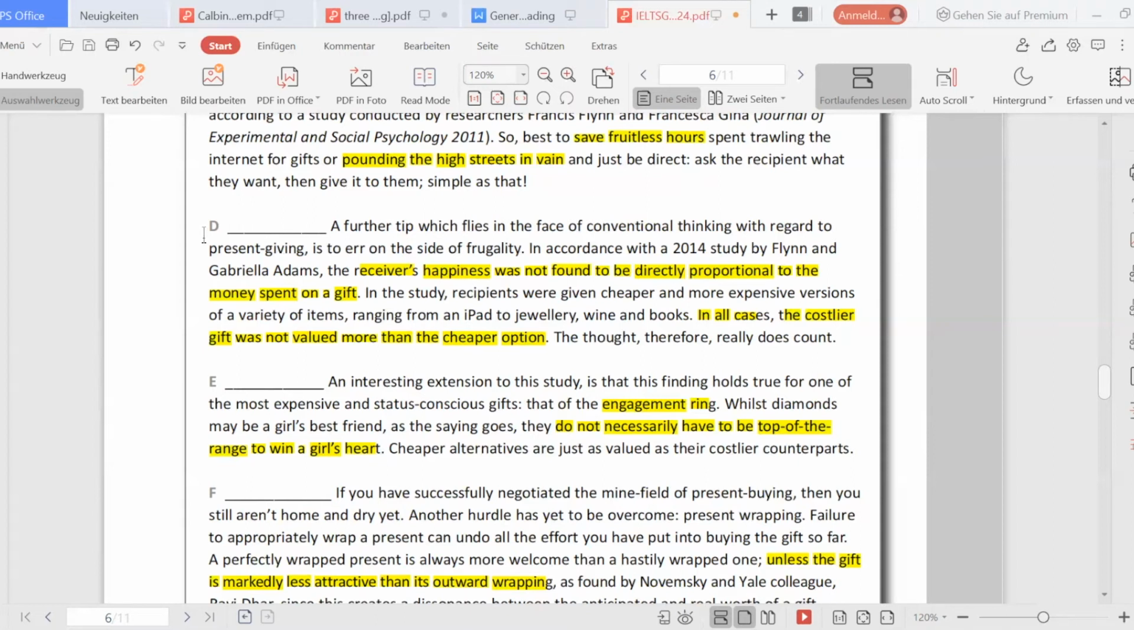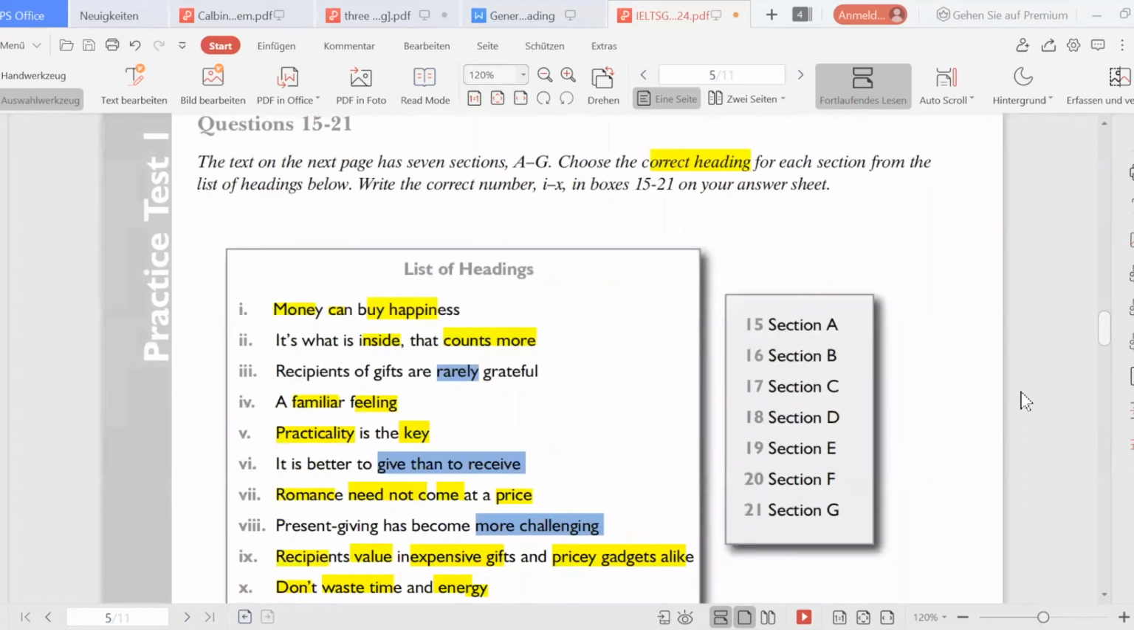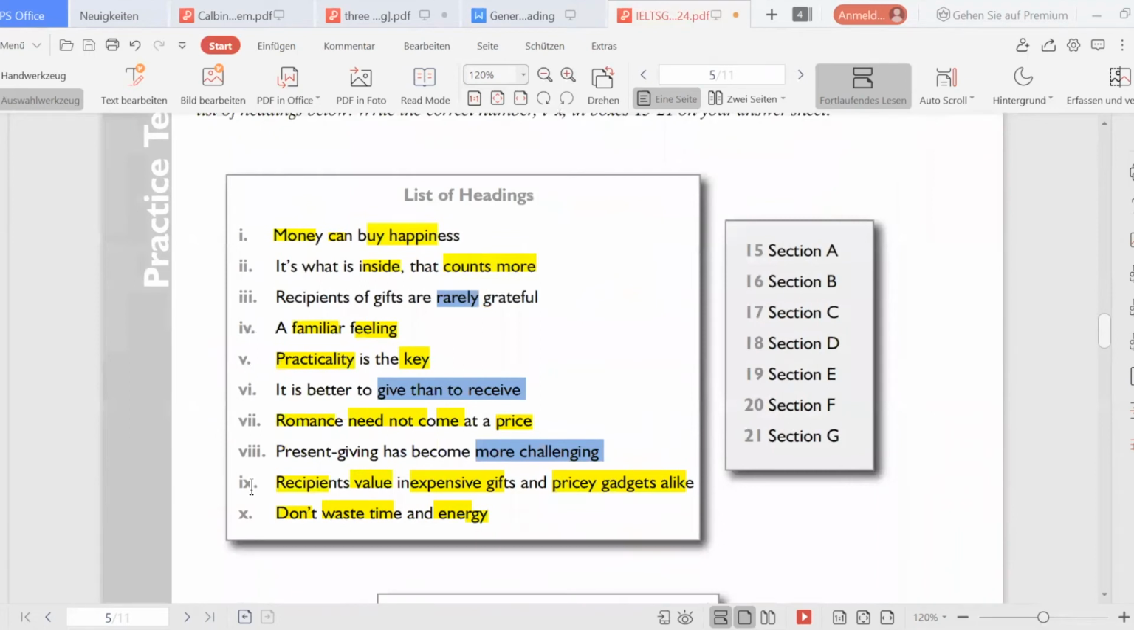So we've got a similar case to paragraph A. We go to the text and try to look, and then we actually see that the last but one statement, recipients value inexpensive gifts and pricey gadgets alike. And that's what we read, that they're not directly proportional. It means that whatever the value of the gifts, people who get the gift value the two gifts that have different prices the same way. So it's not really important.